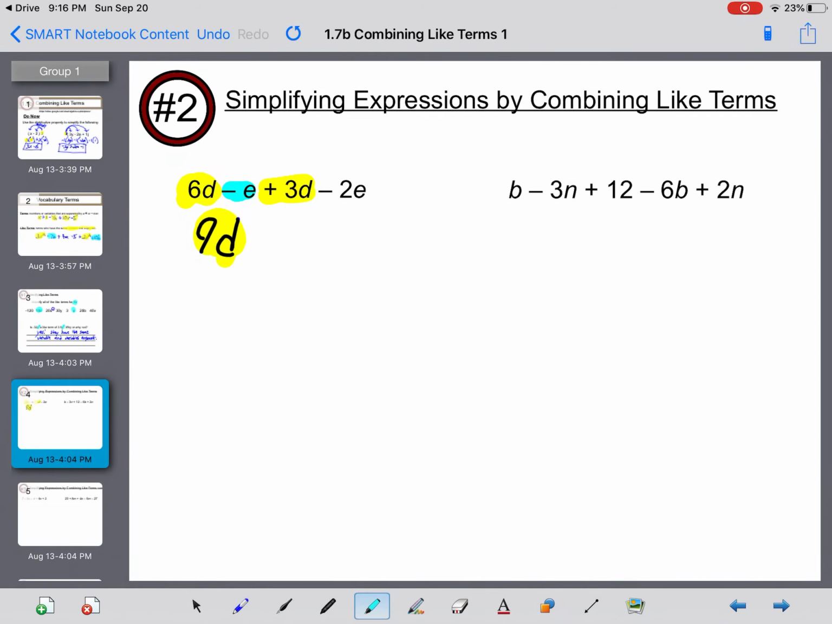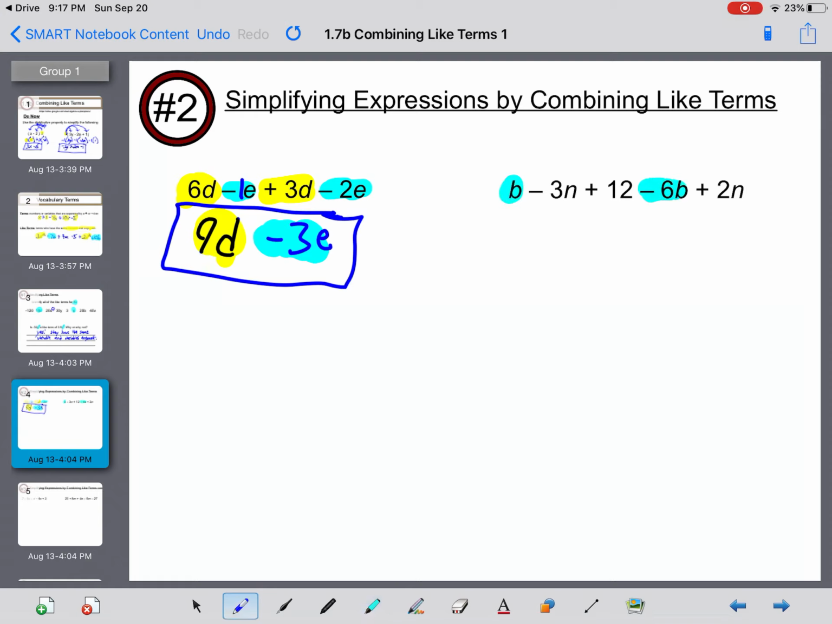Now you also have negative e minus 2e. Remember, this is really negative 1. Negative 1 minus 2 makes negative 3e. And there's your answer, 9d minus 3e. On the next one, I see a b minus 6b. Well, this is really 1, so 1 minus 6 makes negative 5b.